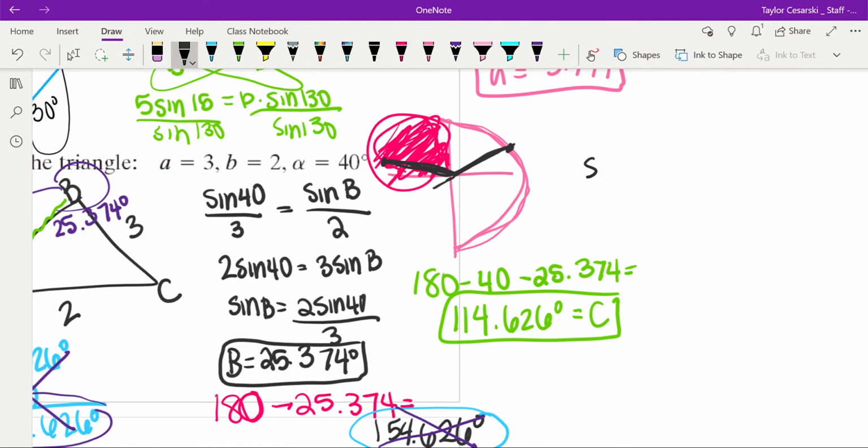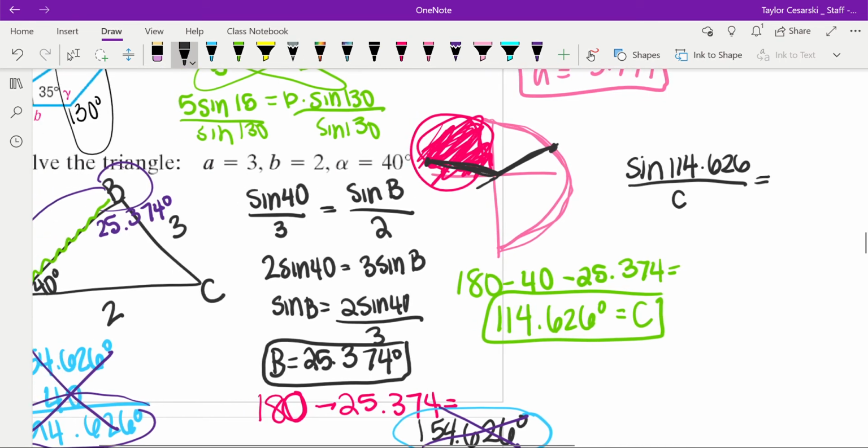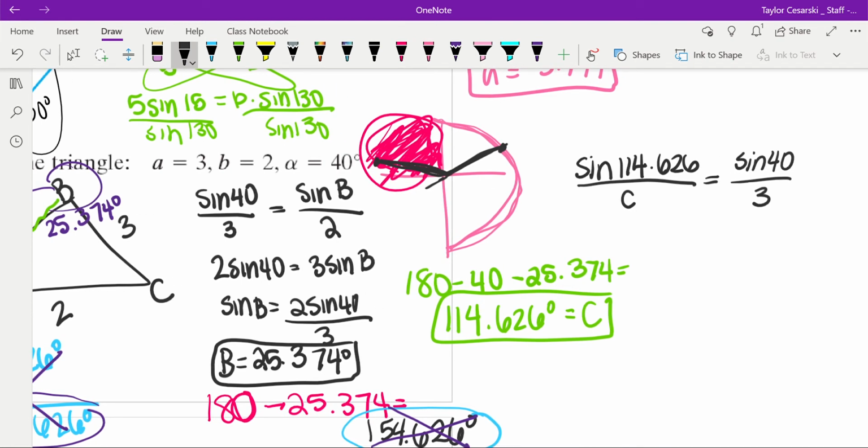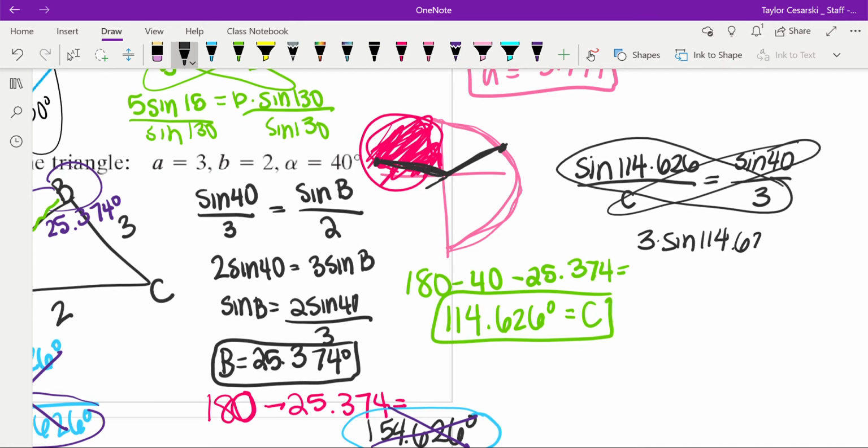So that's going to be sine of 114.626, and remember when you type that in your calculator, use that exact value that you had, over C equals sine of 40 over 3. So you're again just repeating that process. I'm going to cross multiply here. 3 times sine of 114.626 equals C times sine of 40. So C equals 3 times sine of 114.626 divided by sine of 40.